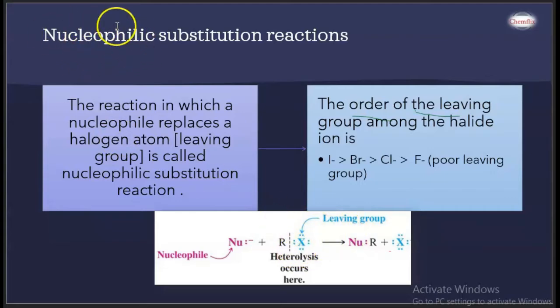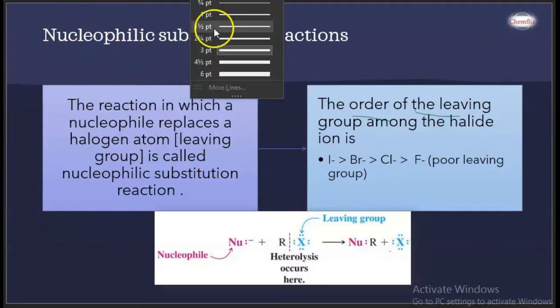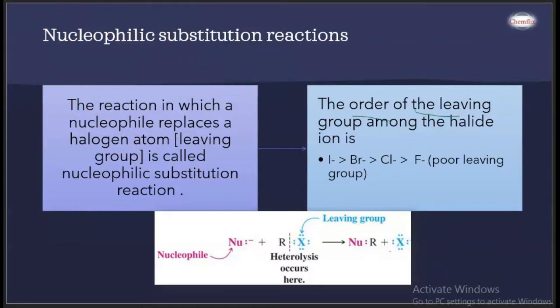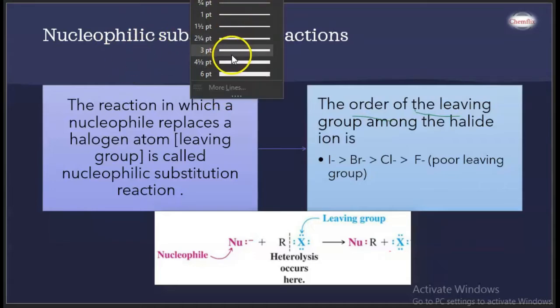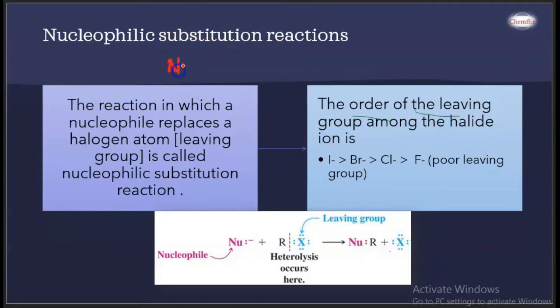Before that, what do you mean by a nucleophile? Nucleophiles are electron rich species. You can see a negative charge attached, for example OH minus, CN minus, and ammonia, NH3, is also a nucleophile because it possesses a lone pair. They can donate this lone pair to another species. That is what is called a nucleophile, that is, they are nucleus loving.